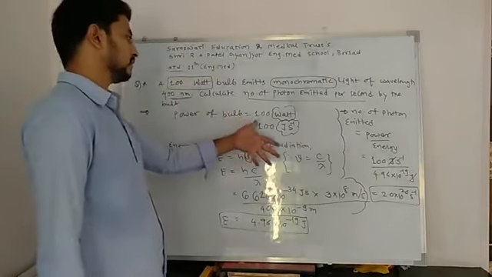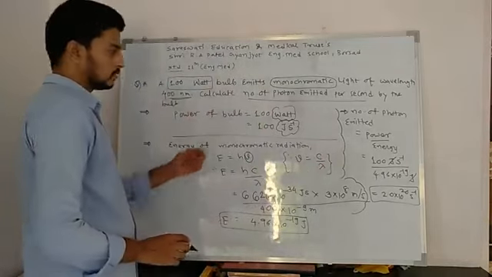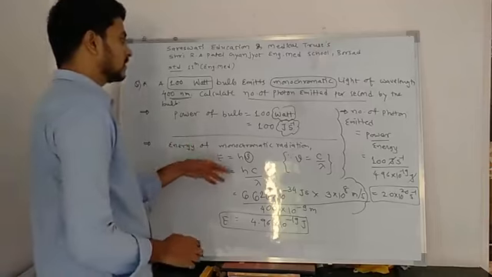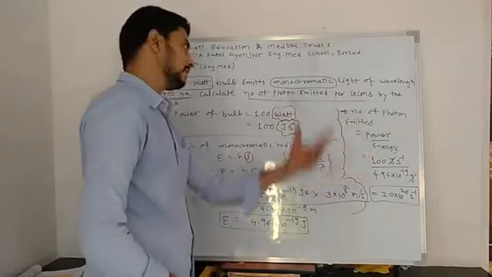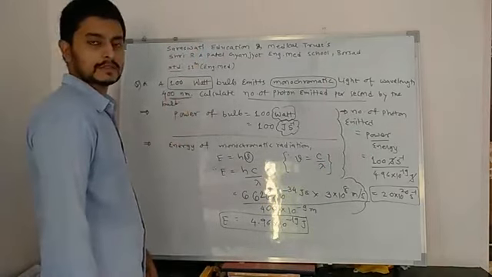So step number one, simply you have to calculate the power of the bulb, converted to joule per second. Second step, calculate the energy. Then divide the power by the energy, and you will get the number of photons emitted at a wavelength of 400 nanometer, and so on.